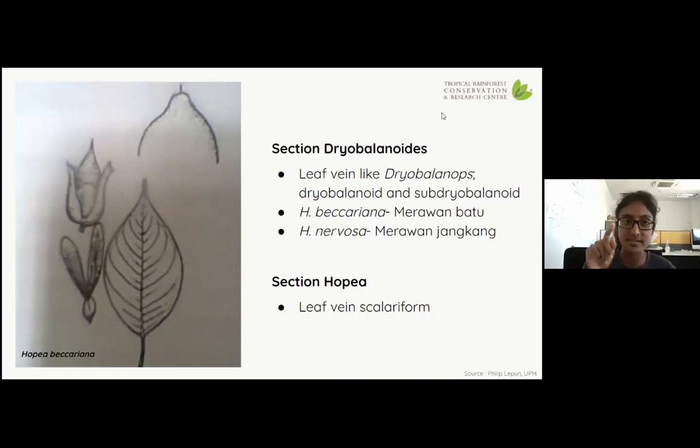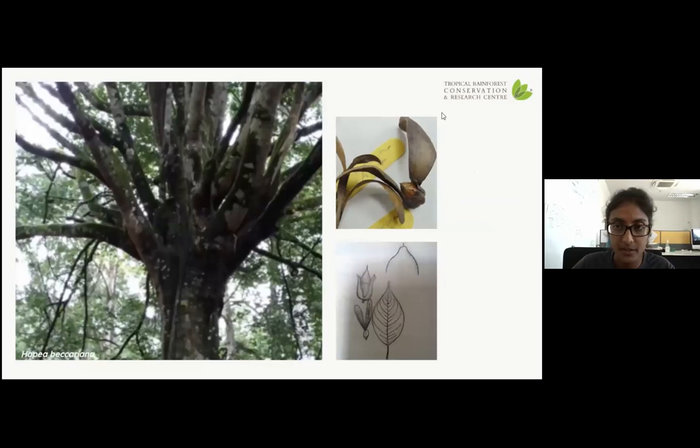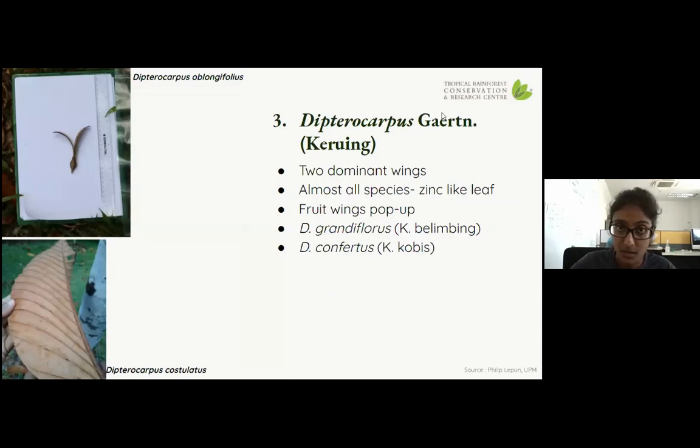Okay, it's the tree of Hopea beccariana. Okay, the next genus is Dipterocarpus. For Dipterocarpus, you will find two dominant wings on the fruit, as you can see in the photo.